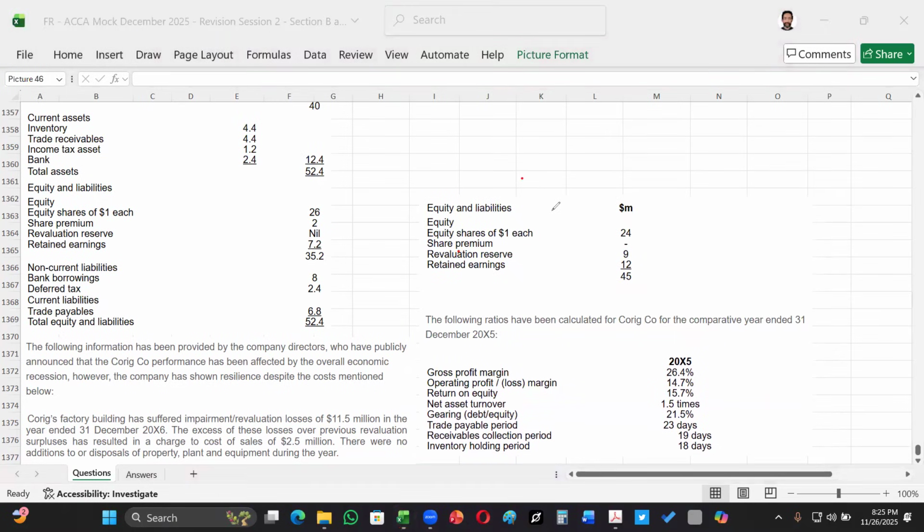You see, the equity share capital has gone up. It was 24, but now it has gone up to 26. There was no share premium here. There is a share premium now. It means that we have issued the rights shares at a premium. There was a revaluation reserve of 9 that is gone because of the impairment.